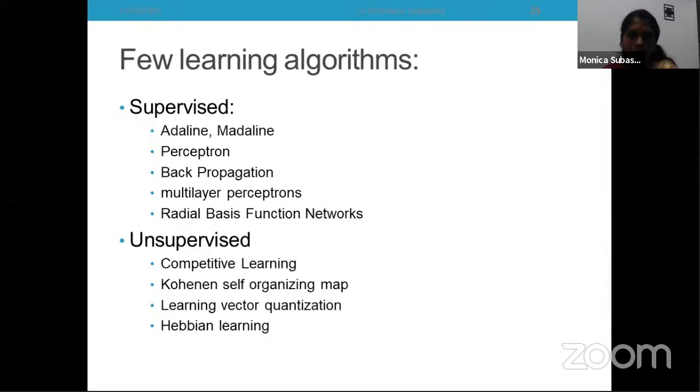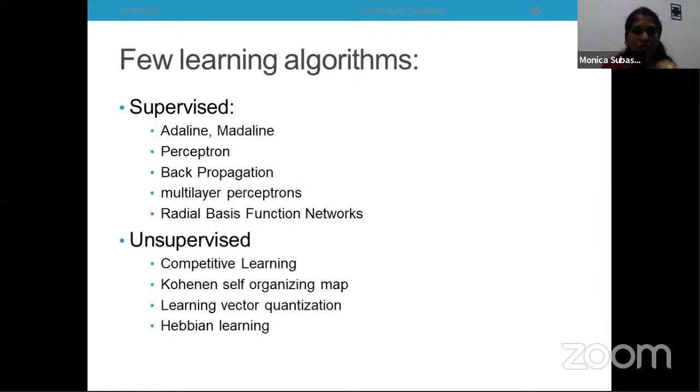A few examples and algorithms coming under supervised and unsupervised learning. First and foremost, Adaline and Madaline. Adaline is a simple neural network. When you combine multiple Adalines, it becomes Madaline. Complicated problems can be solved using Madaline networks. The activation function is bipolar, 1 or -1 would be the output.